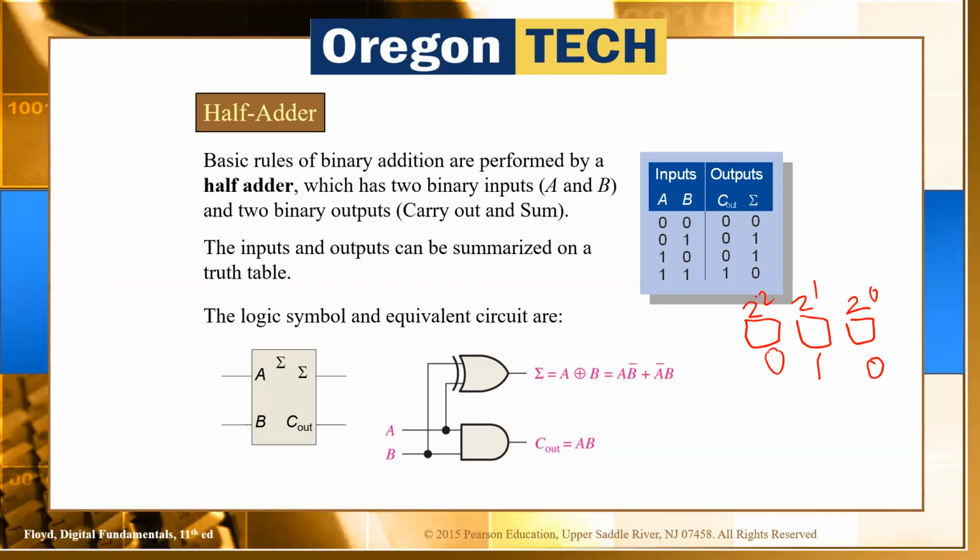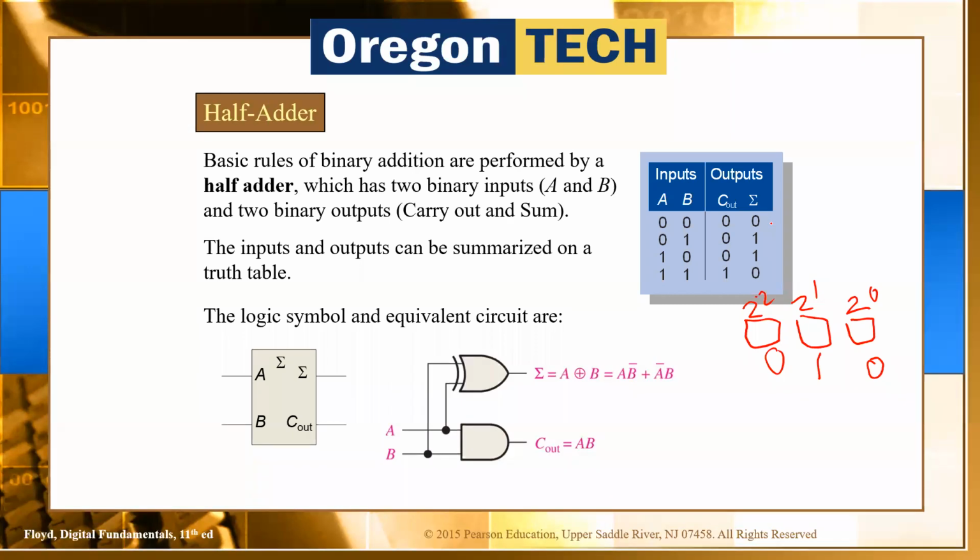How can we implement this? If I look at this table, I can see C out will be 1 only if A and B are high. Isn't that an AND gate? A and B feeding an AND gate. This is C out, A and B.